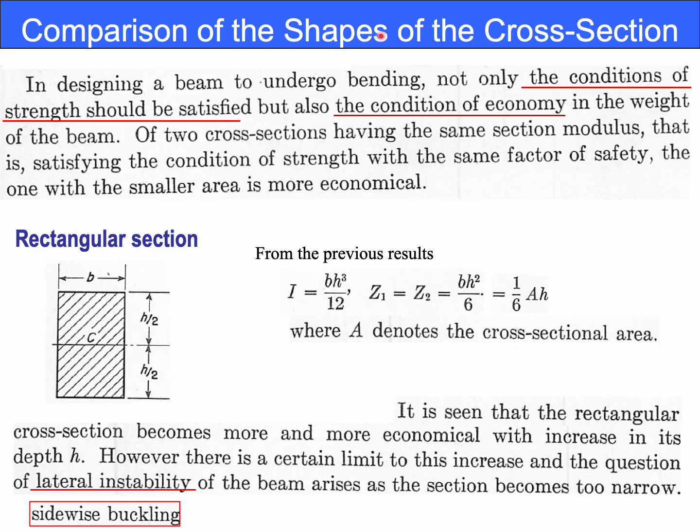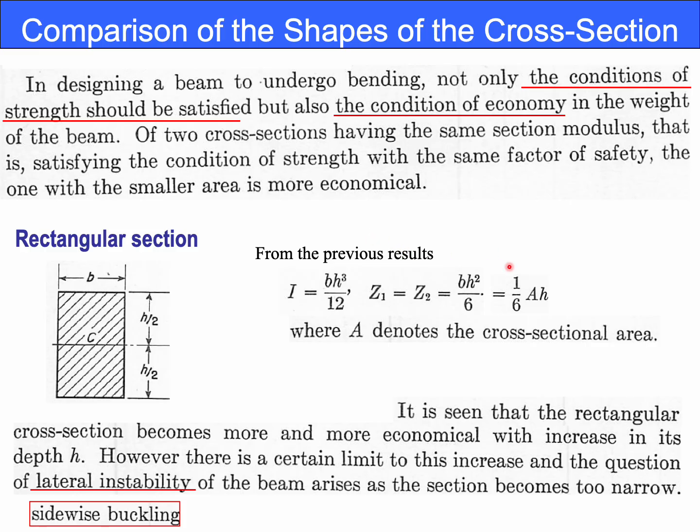Because I includes h cubed, look at this, I includes h cubed, making a beam deeper increases bending stiffness and reduces stress very effectively. That is why deep beams and I sections exist. Put material far from the neutral axis.